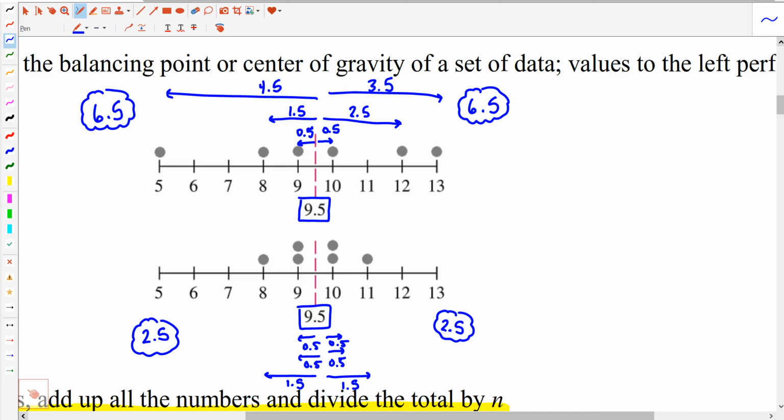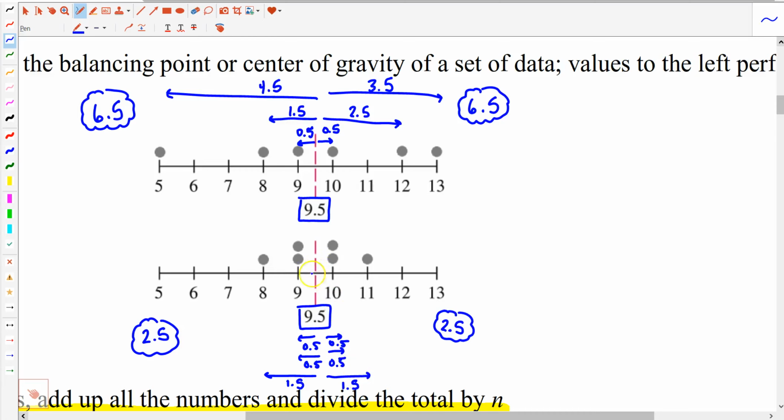Now both of these data sets had a mean of 9.5, but something very different was going on in the data values. In this second example, these data values were actually symmetric. How they rested over here to the left is a perfect mirror of how they are over here to the right. These distances were the exact same going to the left and the right.